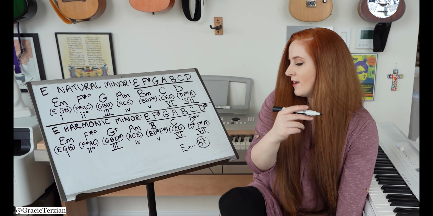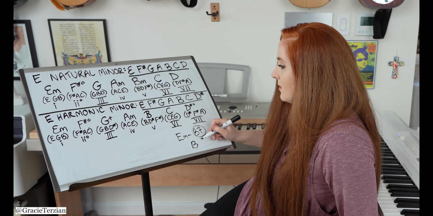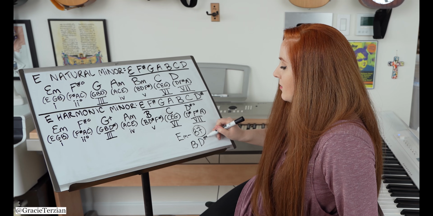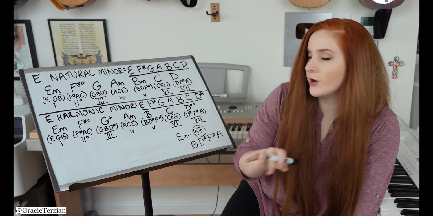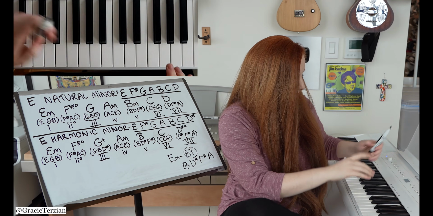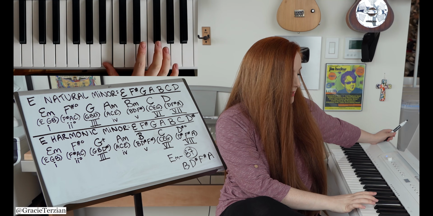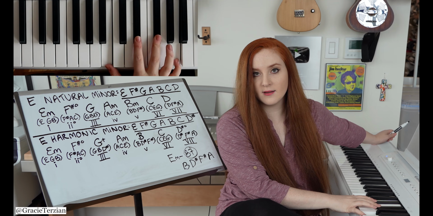The notes in B7 are B, D sharp, F sharp, and A. Those are the 4 notes that we need to play a B7 chord. So B, D sharp, F sharp, and A.